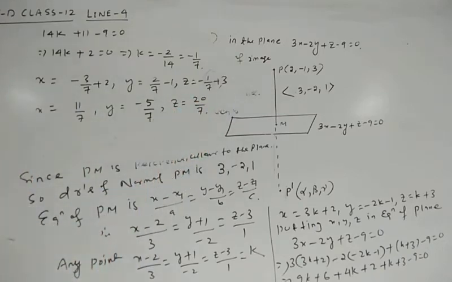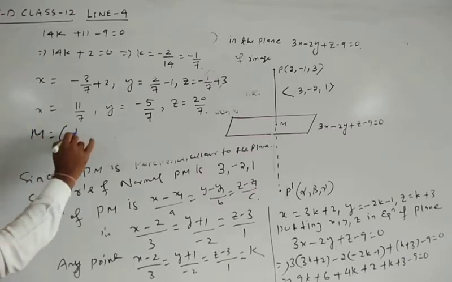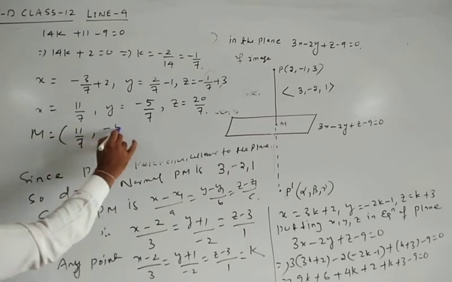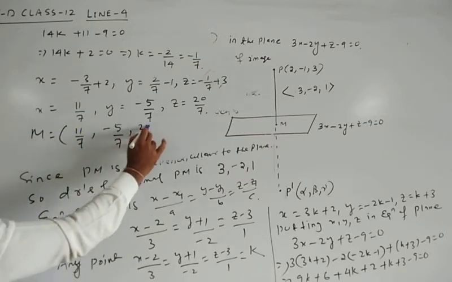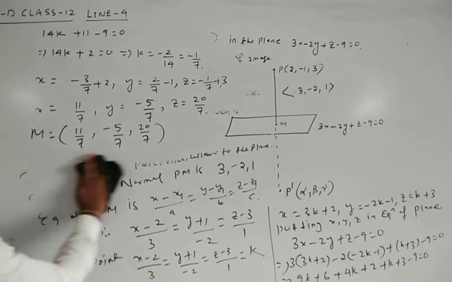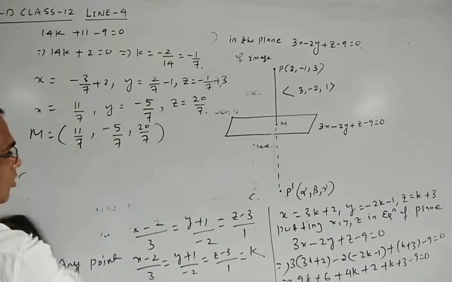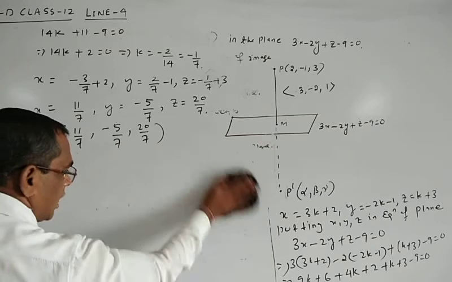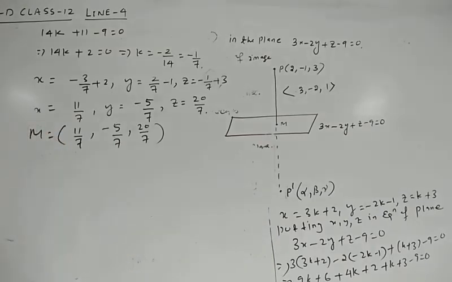So x is equal to 11 by 7, y is equal to minus 5 by 7, and z is equal to 20 by 7. That is, M is the point of intersection, 11 by 7, minus 5 by 7, 20 by 7. This is the point of intersection of the line and the plane. And this point M is the midpoint of P and P dash, as we wrote in the beginning.